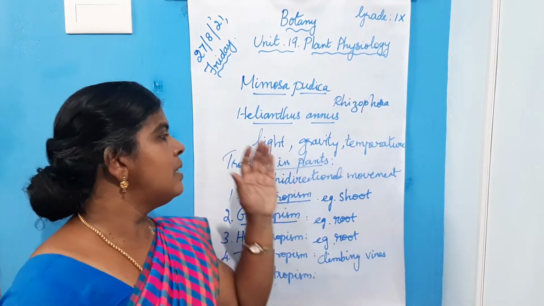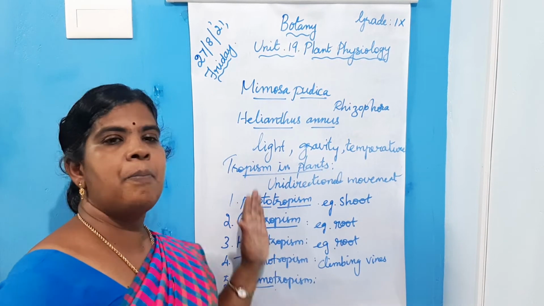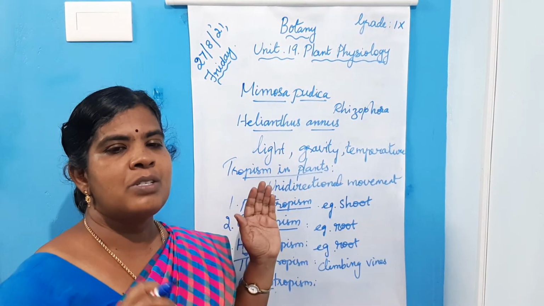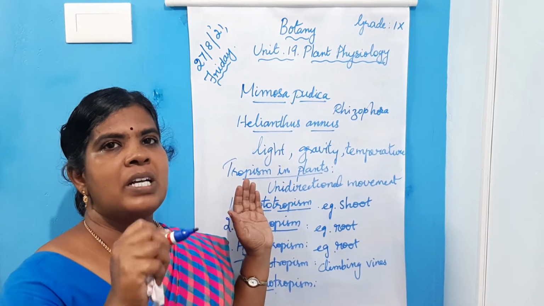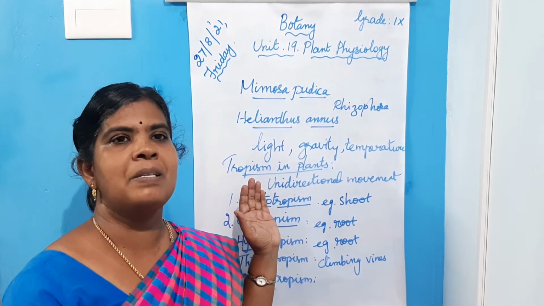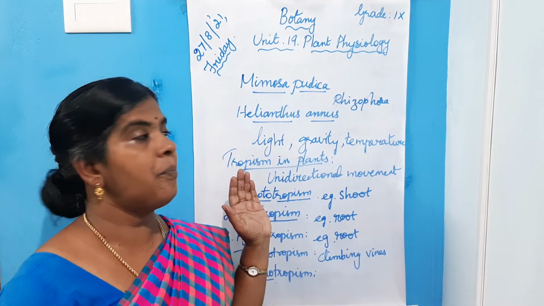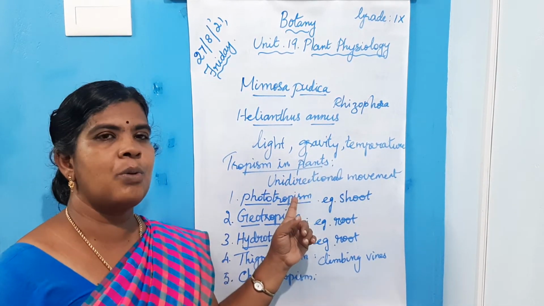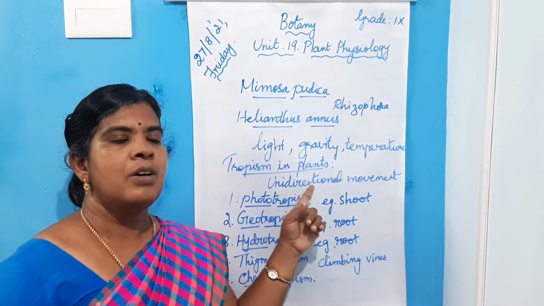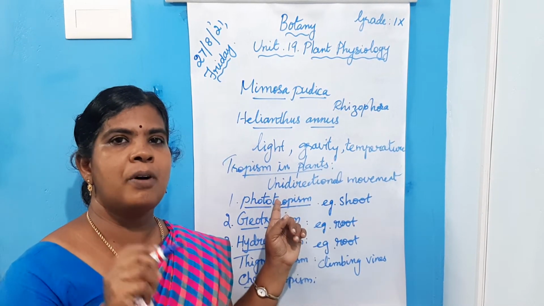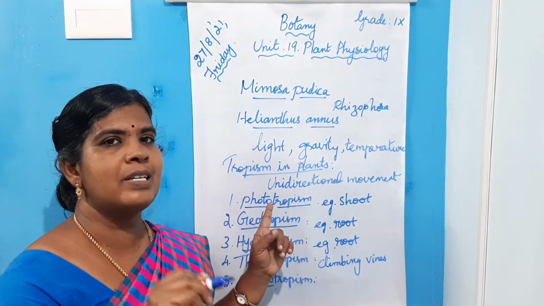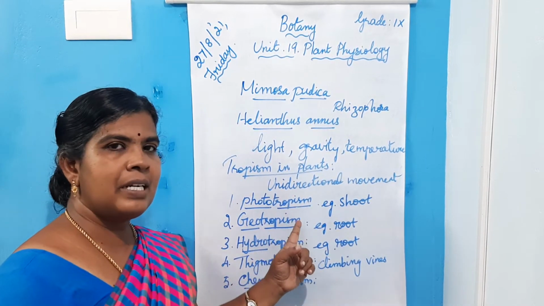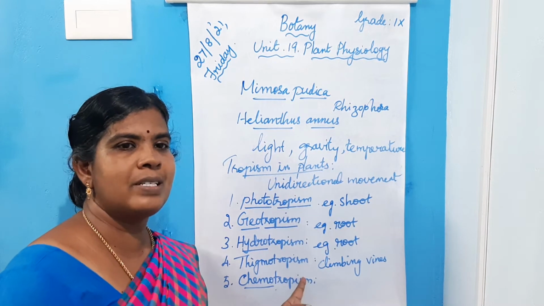Now listen, so these are the various types of movements in plants. Children, you must know what is tropism and what are the types of tropism based on stimuli. So, what is tropism? Unidirectional movement of a whole or part of a plant in response to stimuli, that is tropism. There are different types of tropism based on stimuli.